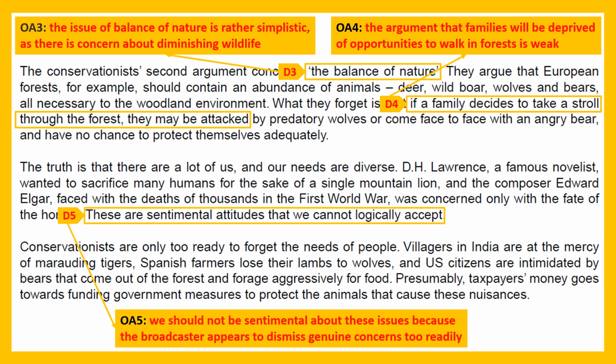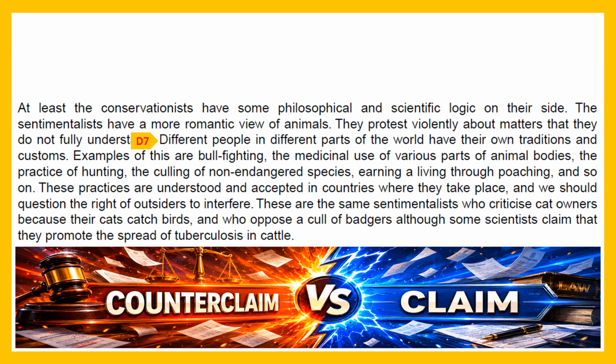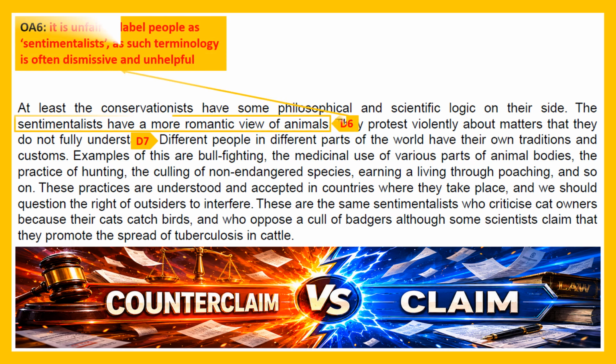Think carefully about the writer's message and the broader implications of the evidence presented. Continue to reread the text carefully and identify the remaining relevant details that support the counterclaim. Detail 6 can be developed into the sixth opposing argument supporting the counterclaim. Consider how this evidence challenges the broadcaster's position or presents an alternative perspective.